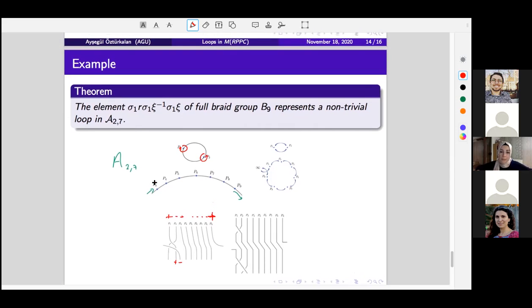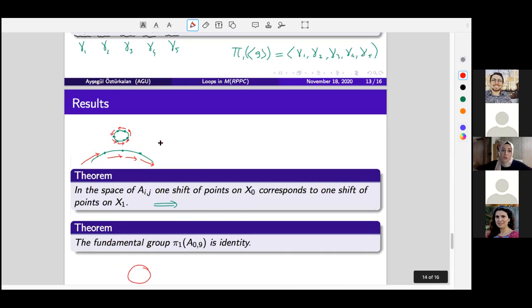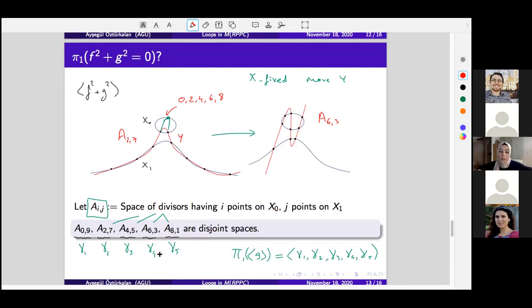So we obtain in this way an element of the full braid group representing the behavior, representing the movement in A27. And in this way, we represent each of these with gamma 1, gamma 2, gamma 3, gamma 4, and gamma 5. And here, this is identity, nothing here. So just 4 elements we obtain to define the fundamental group of 9 ovals.